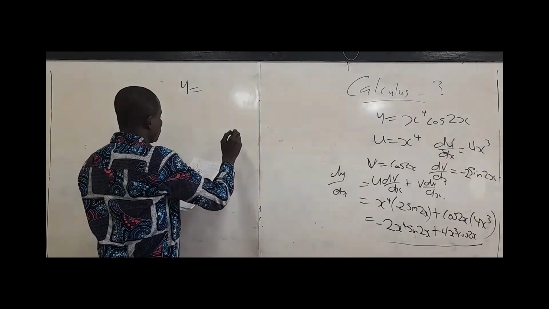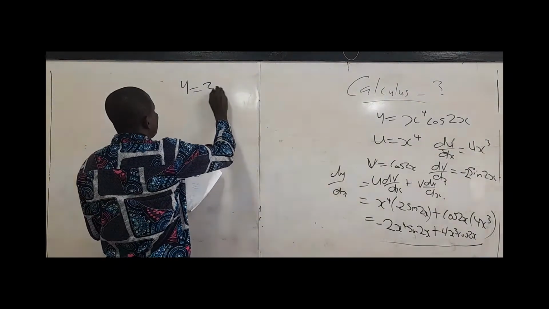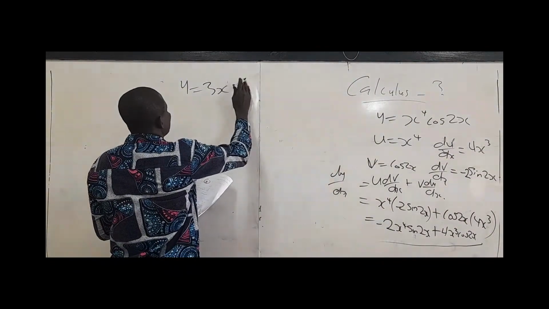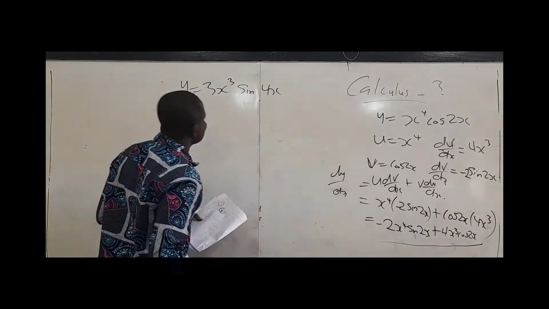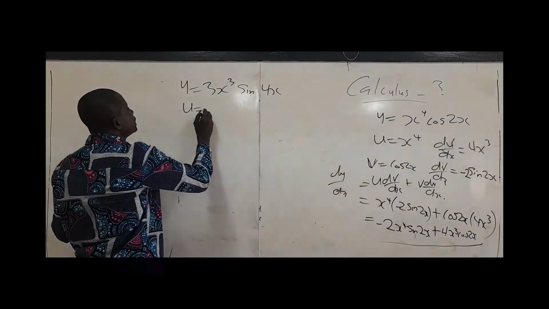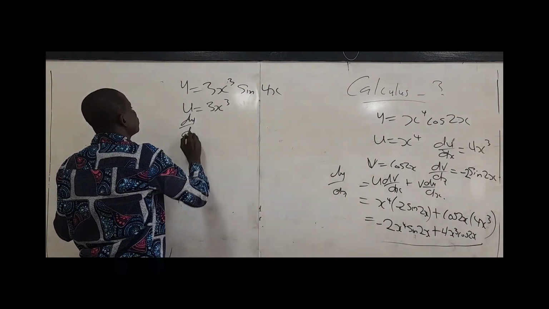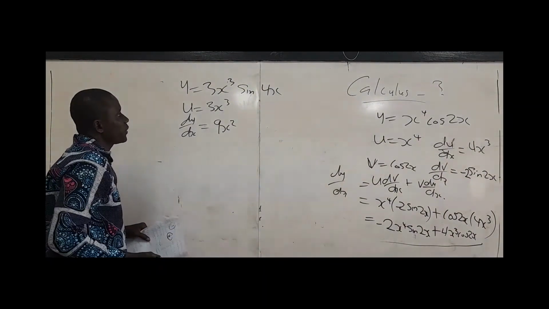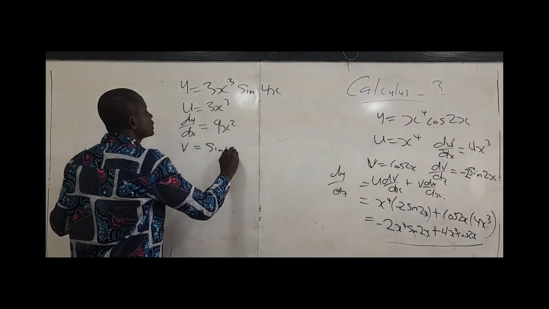Y is equal to 3x squared. Is it 3x squared? 3x cubed, sorry. 3x cubed sine 4x. They say we have to differentiate this. You can see that this one is having two functions. We have u is equal to 3x cubed. So du/dx is equal to 9x squared, right?